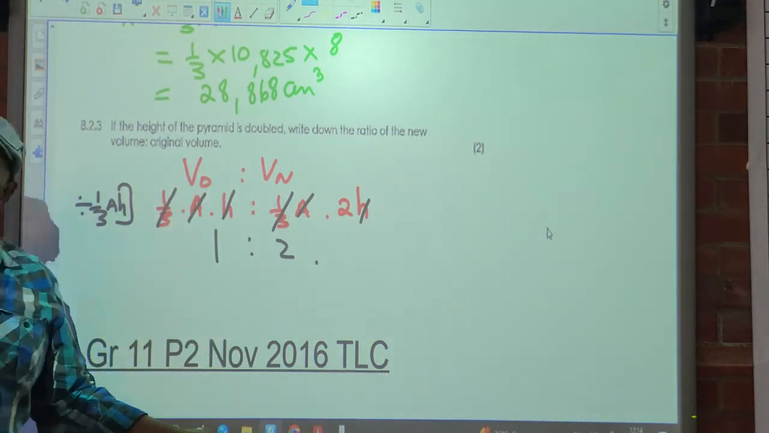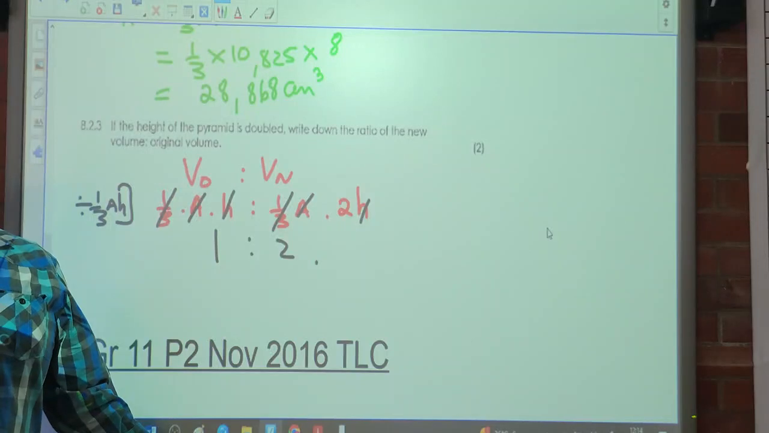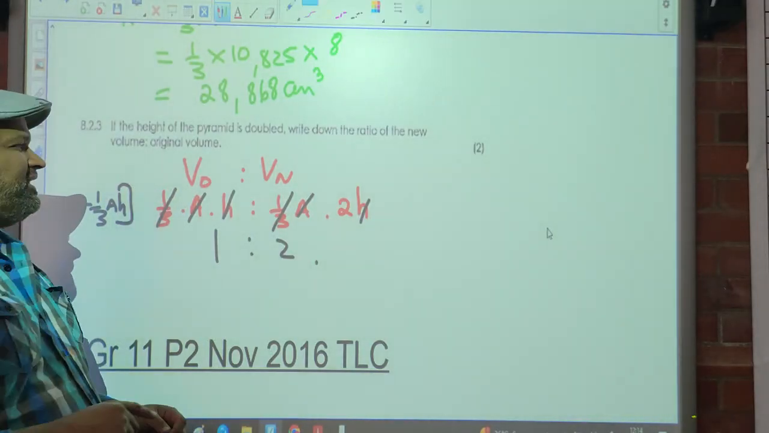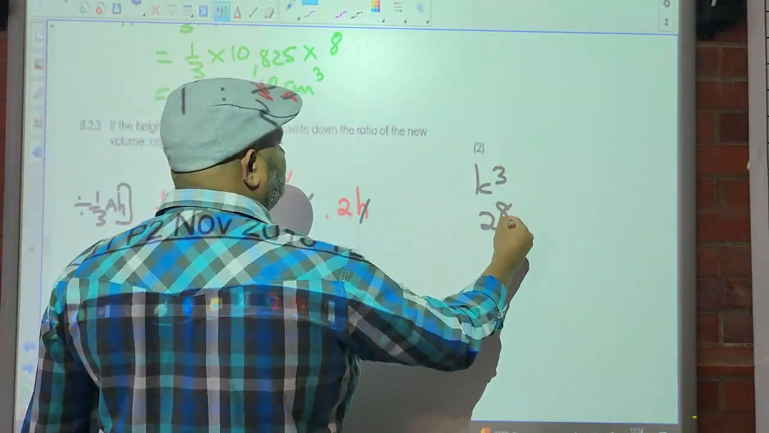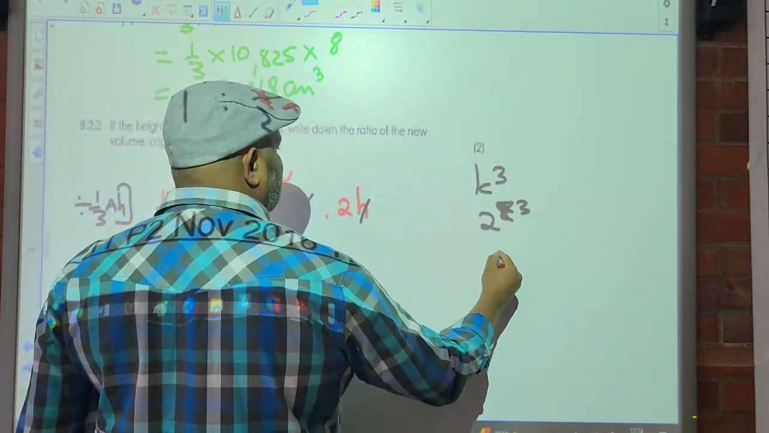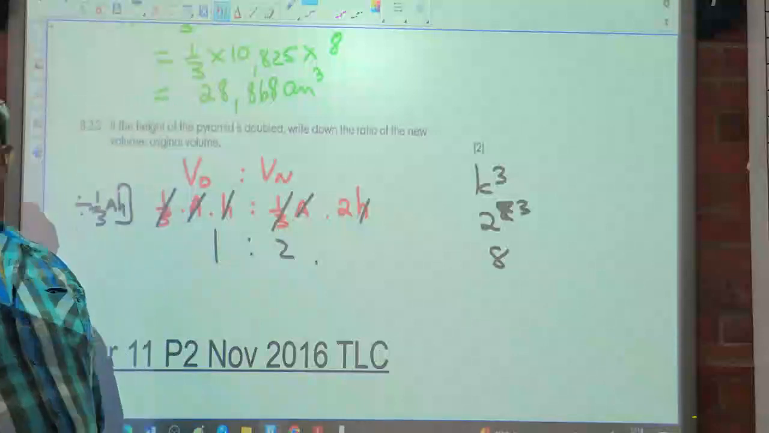Okay? If all three dimensions are changed, then it's of course going to be k cubed. And because it's doubled, it's going to be 8. 1 is to 8. Okay?